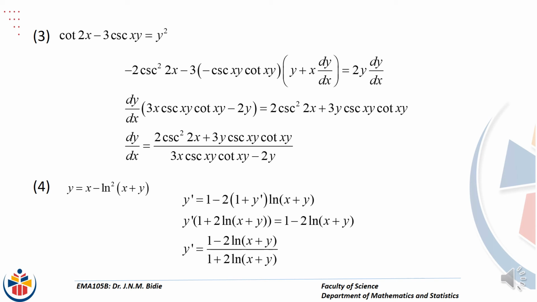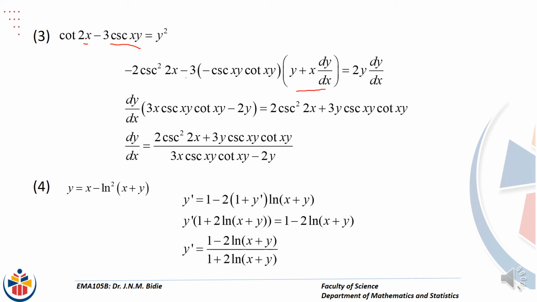Number 3, we've got cot 2x minus 3 cosec xy equal to y squared. So now for cot 2x, the derivative of cot is negative cosec squared 2x. But we have to multiply it by the derivative of the argument, which is 2. Now we go to the second term. We've got minus 3 into the derivative of cosec, which is negative cosec cot, multiplied by the derivative of the argument of cosec, and we know that we use the product rule.